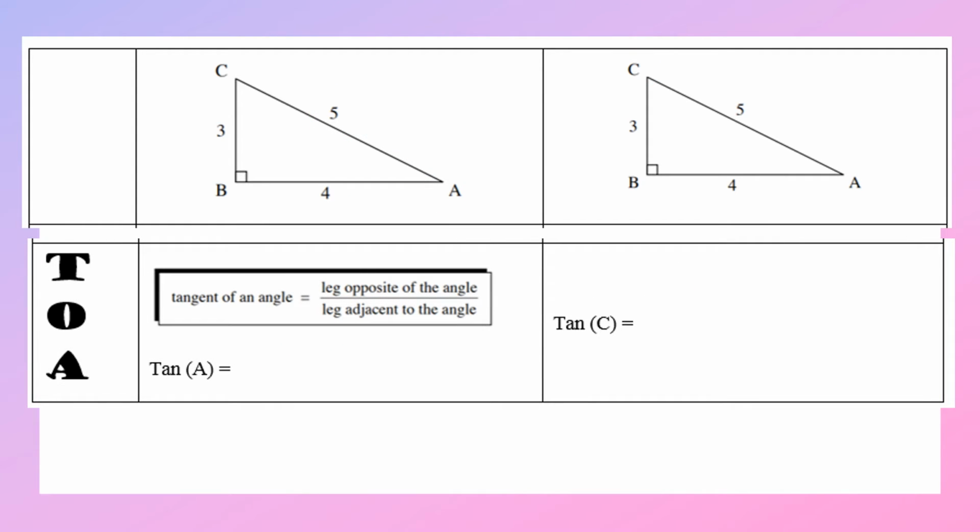For tangent, the tangent of an angle is the leg opposite over the leg adjacent. For the tangent of A, opposite is always going to be across, so we have 3. We know that the hypotenuse is always the longest side, so we're not going to use that for tangent. So we have 3 over 4 for the tangent of A. For the tangent of C, we're going to do opposite, which is across from there, which is 4, and then the adjacent, which is 3.